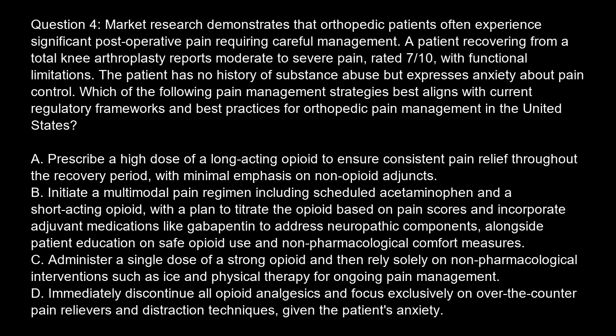Prescribe a high dose of a long-acting opioid to ensure consistent pain relief throughout the recovery period, with minimal emphasis on non-opioid adjuncts. Option B. Initiate a multimodal pain regimen including scheduled acetaminophen and a short-acting opioid, with a plan to titrate the opioid based on pain scores and incorporate adjuvant medications like gabapentin to address neuropathic components, alongside patient education on safe opioid use and non-pharmacological comfort measures. Option C.